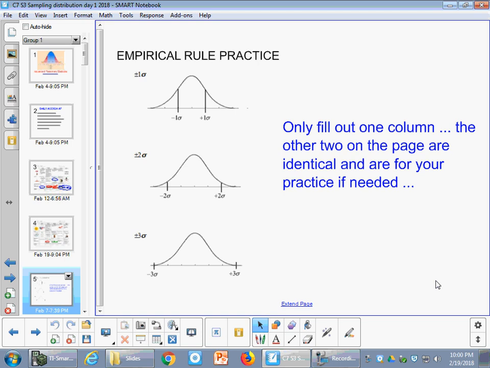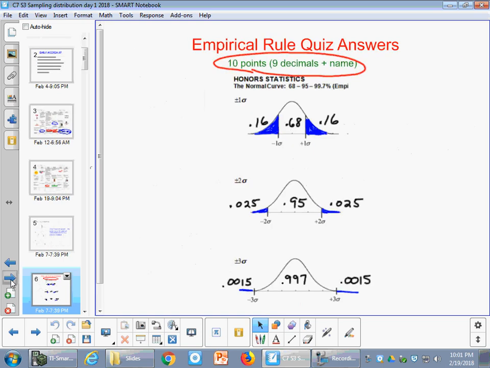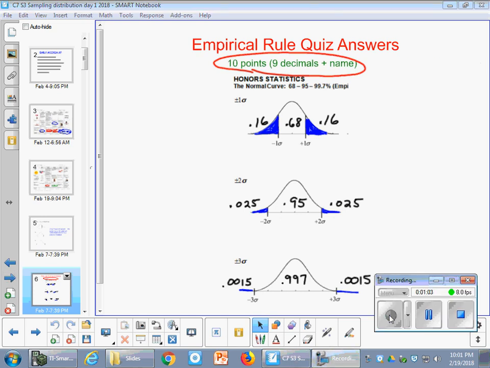So first thing I'm going to do is show you the answers to this little quiz. Hopefully you only did one column because the other two are identical to it. Those are for you to practice. So here are the answers. I will pause briefly. All right, you can always go online to look at the notes if you didn't get this finished.